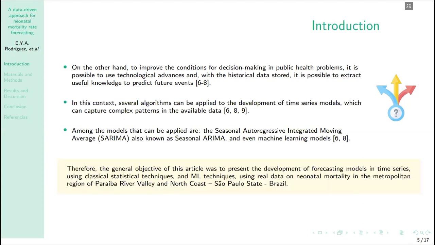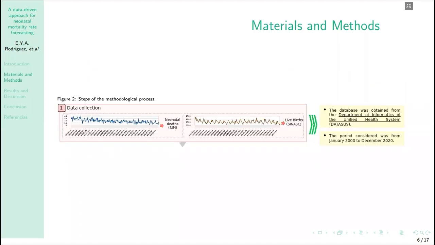Therefore, the general objective of this article was to present the development of forecasting models in time series using classical statistical techniques and machine learning techniques using real data on neonatal mortality in the metropolitan region of Paraíba River Valley and North Coast in São Paulo state from Brazil. The methodological process of this work consists of a sequence of 4 main steps.